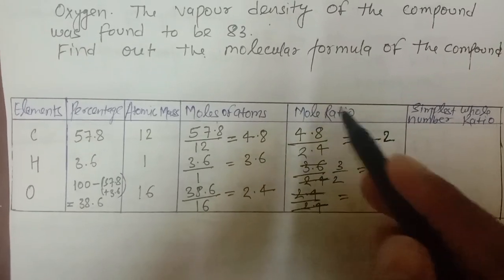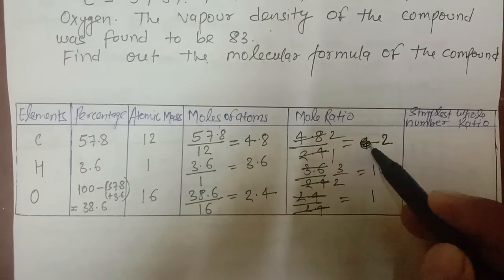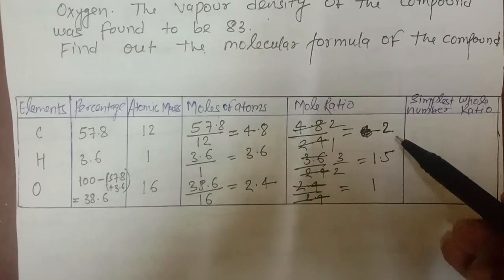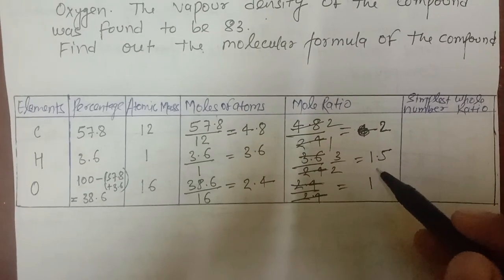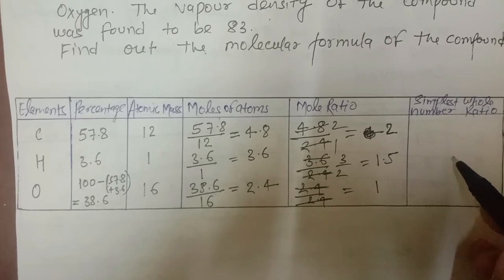Okay students, it will go 2 times, 1 and 2. So here we get the values 2, 1.5 and 1. But these mole ratios are not whole numbers. Here you can see 1.5 is there. So we will make this 1.5 a whole number.